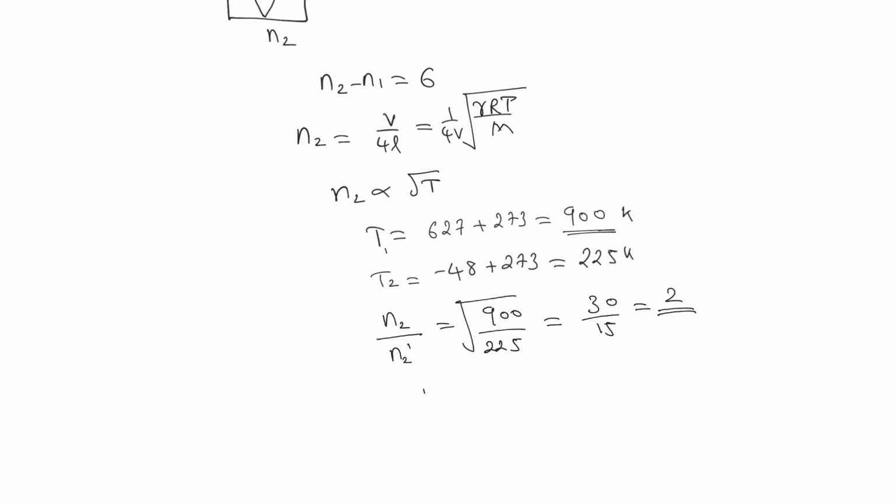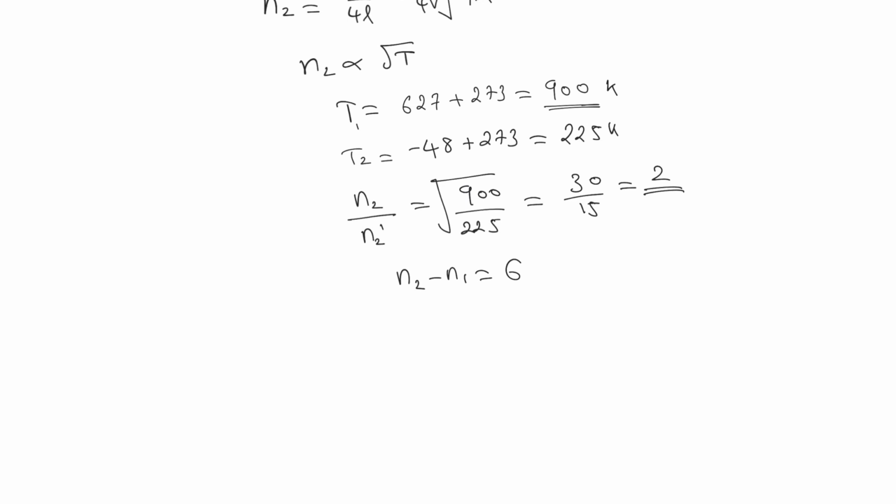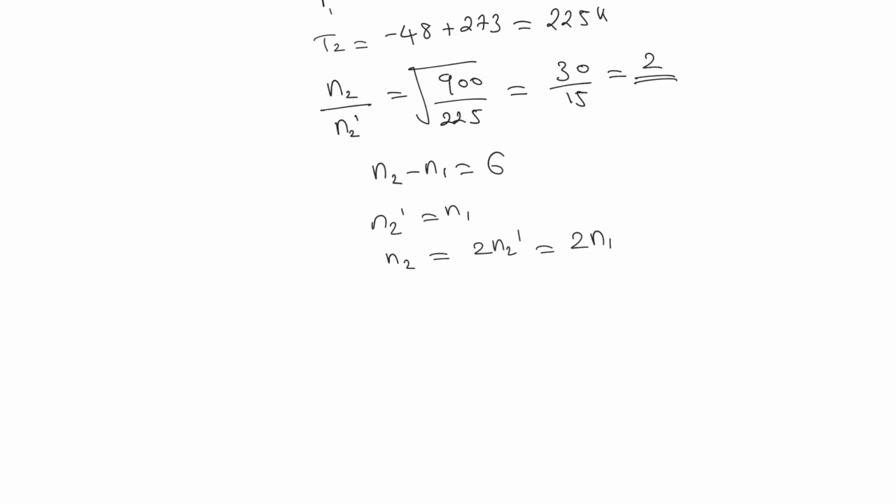From the given information, we know that N2 minus N1 is equal to 6, and the value of N2 dash is equal to N1, and the value of this N2 is equal to nothing but 2 times N2 dash. So we can write 2 times N2 dash is nothing but N1. So if you put it in the first equation, we can write it as 2N1 minus N1 is equal to 6, or you can write the value of N1 is equal to 6.